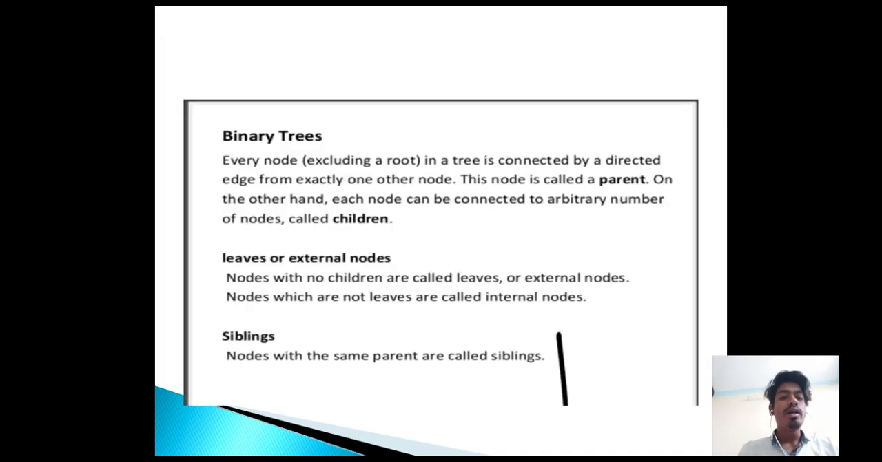In binary trees, every node excluding the root is connected by a directed edge from exactly one other node. This node is called a parent. On the other hand, each node can be connected to an arbitrary number of nodes called children.